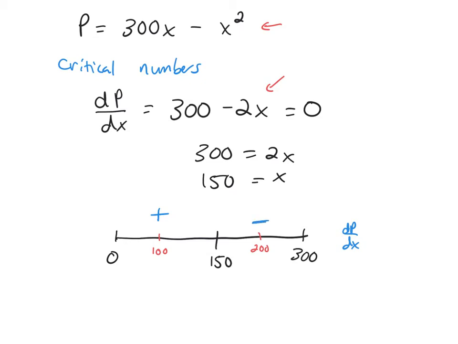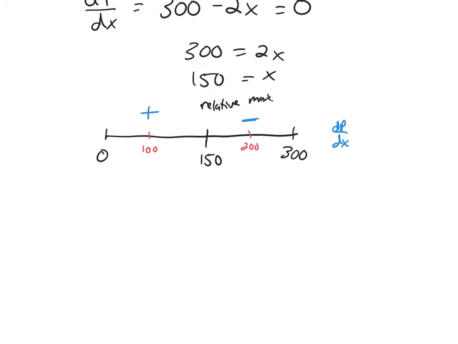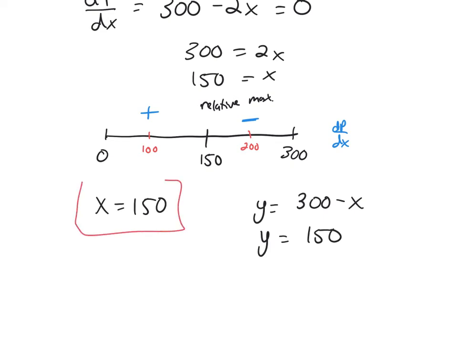So let's think about what's going on here. All right, my function is increasing and then decreasing. That corresponds to a maximum. So here I have a relative maximum. So I found my maximum for my product. My maximum occurs when x is 150 and y, remember that's 300 minus x, y would be 150 as well. So there are my two numbers that maximize my product.